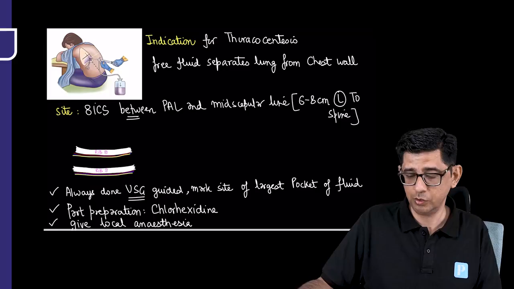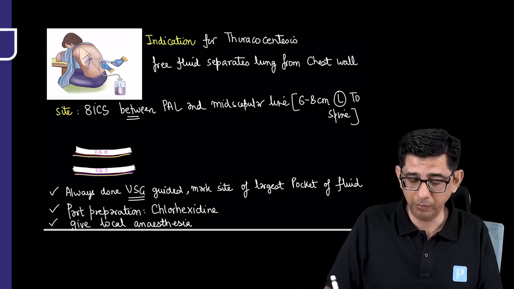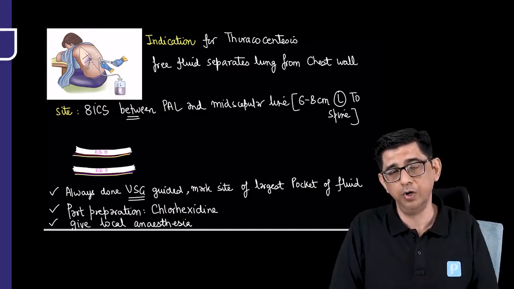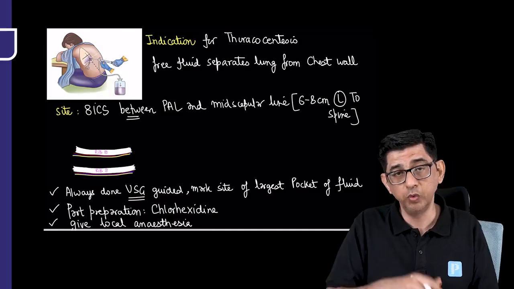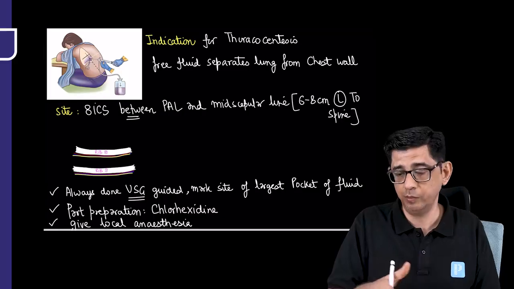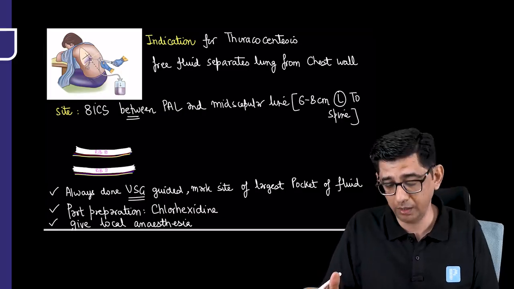In the exam, he's going to make it a little more difficult for you by mentioning various lines, like between mid-axillary and anterior axillary, or between mid-axillary and posterior axillary. You will say even posterior to posterior axillary, that is between posterior axillary and the mid-scapular line.